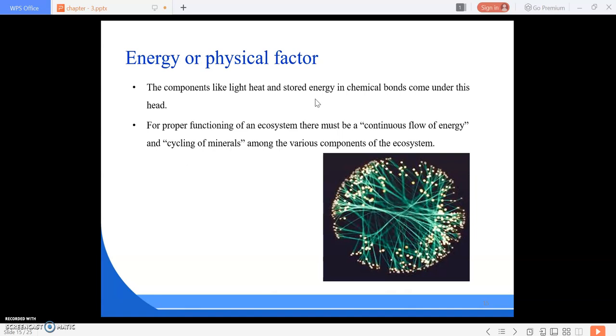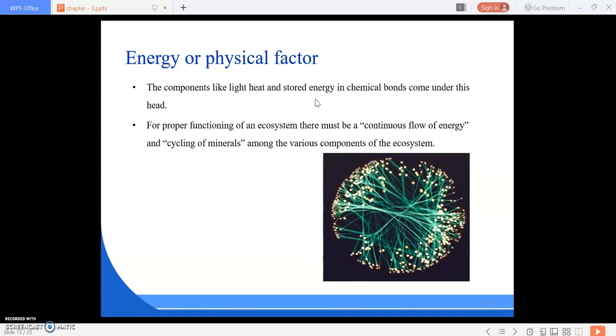Next is our energy or physical factor. What do you mean by that? Components like light, heat, and stored energy in chemical bonds come under this head. For proper functioning of an ecosystem, there must be a continuous flow of energy and cycling of minerals among the various components of the ecosystem. This is mainly the light, heat, and stored energy. That's also called our abiotic structure because it's non-living.